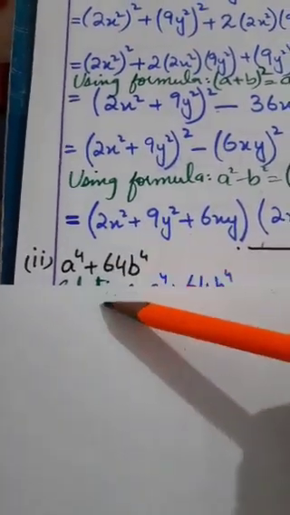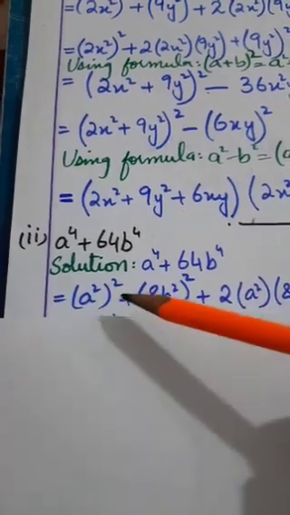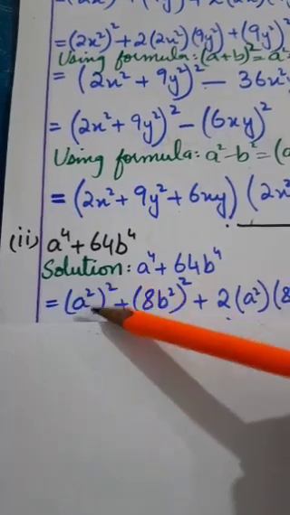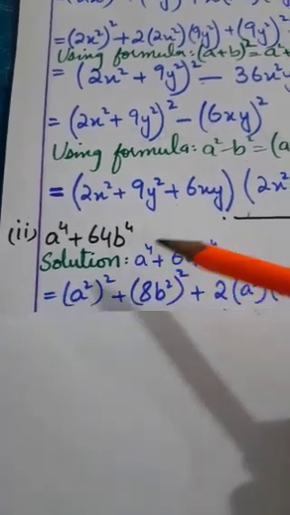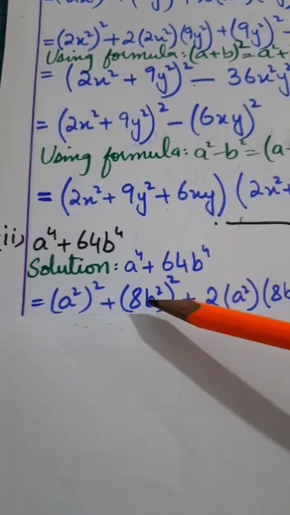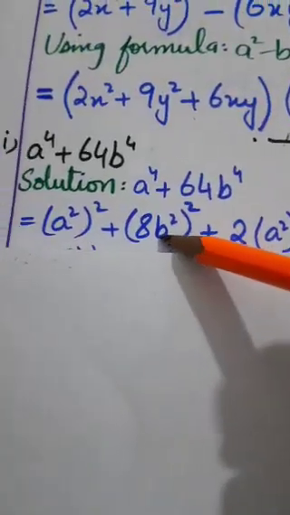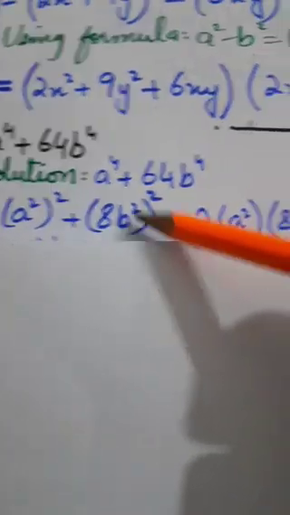So what we do, first of all, we have to write down in the form of whole squares. Okay, so a power 4 where a power 2 is inside and 2 power is outside, and 64 is a square of 8. Now we need 2ab, girls. So what we do, we write down in this form.